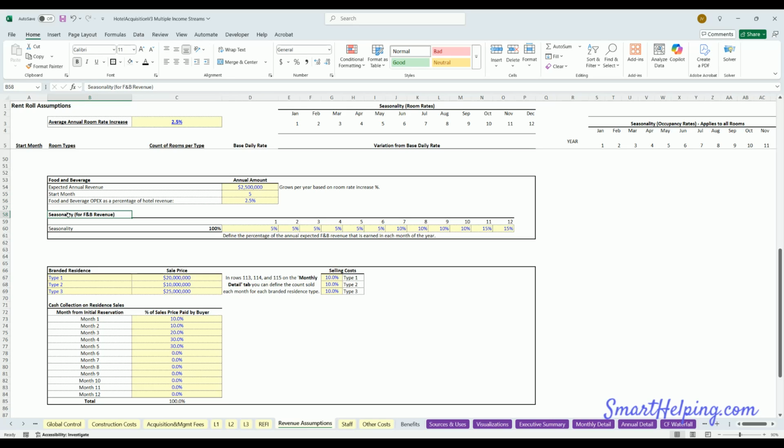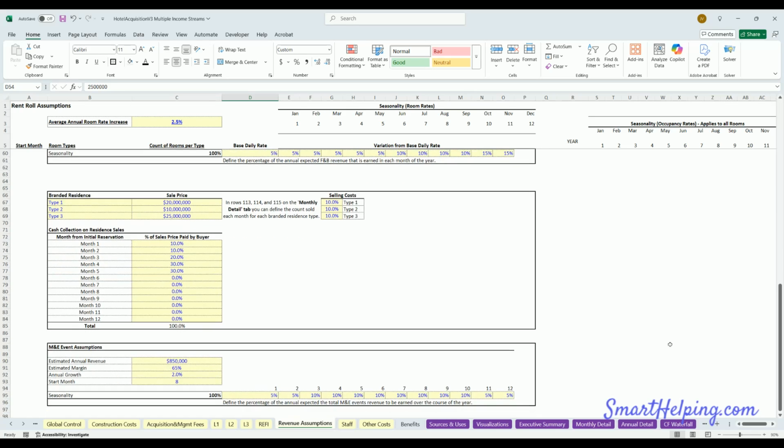Now there's also seasonality, so that 2.5 million might not all happen evenly over the year. You can define how much of the 2.5 you're going to earn over a 12-month period. This should always add up to 100%, otherwise you won't have 2.5 million in revenue. And then this will grow. This 2.5 million will also grow at whatever rate you put in here for your annual room rate increase.